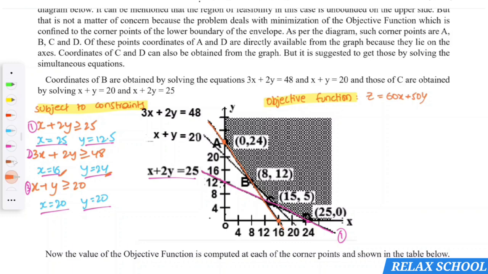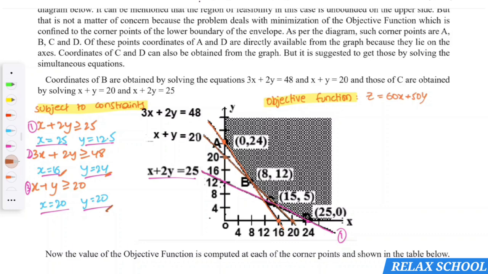And for the third equation, x is 20. So it is here on the x-axis. And y is also 20. So we are going to the y-axis and we are going to find 20. We are going to plot it and we are going to draw the line. So now, I want you to observe carefully what I am going to do.